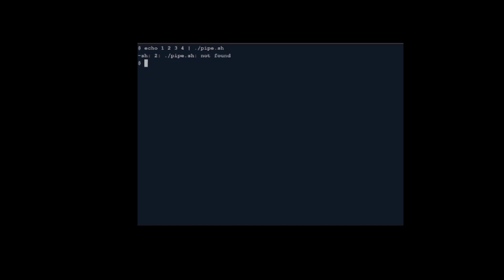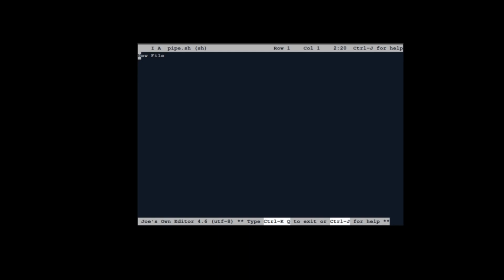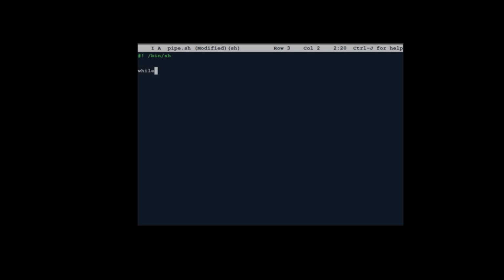The script pipe.sh does something with the output of echo. Let's write something for pipe.sh. We read the input and print it between double quotes.